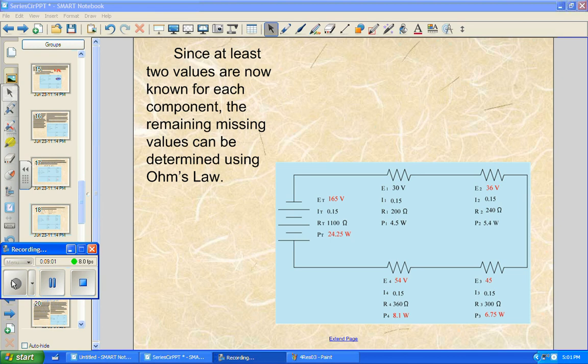Let's do one more. What else could we check? We could check the voltage drops: 54, 45, 36, and 30. Add those together, does that add up to 165? 30, 66, 110, 120, 155, 165. Comes out correct, I believe. Okay, so there we go. That's example number 3.